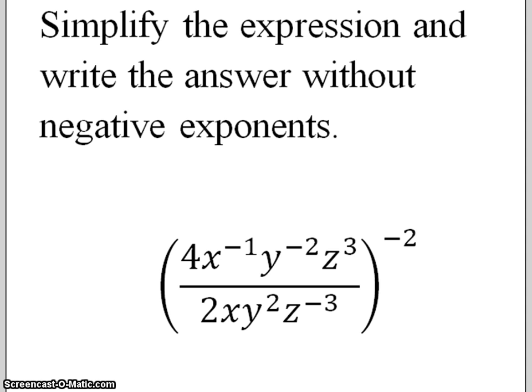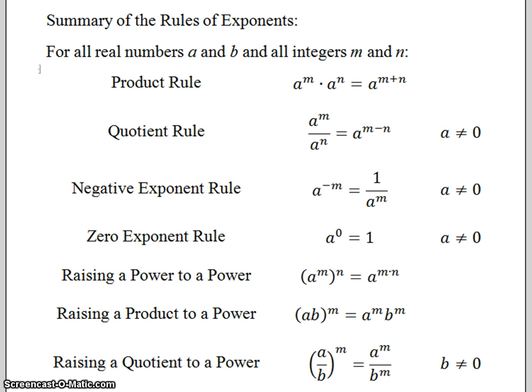So let's look at, just to review quickly, some of the rules of exponents. We have the product rule. If we're multiplying two powers with the same base, we add the exponents. Quotient rule. If we're dividing two powers with the same base, we subtract the exponents. Now this would be applied in this problem, because notice we have x's divided by x's, y's divided by y's, and so on. The negative exponent rule we might have to use in this problem: a to the negative m equals 1 over a to the positive m.